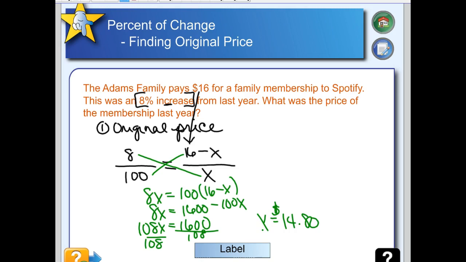So again, big things I want you to think about and worry about. Number one, you've got to pay attention if it's percent increase or percent decrease. So when you do that change in price, you subtract correctly. And then remember, if we're looking for the original price, we need 2 X's in our equation.